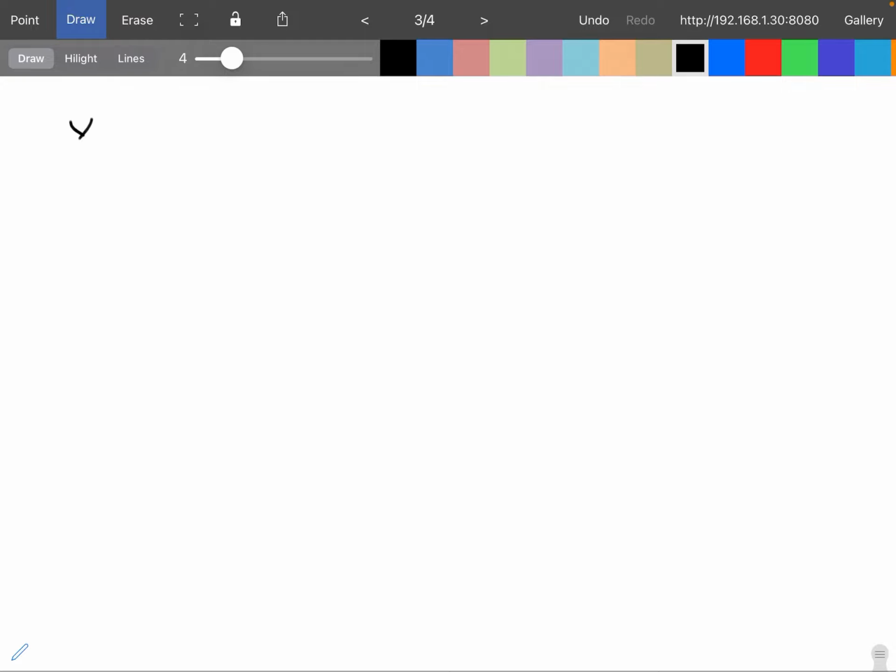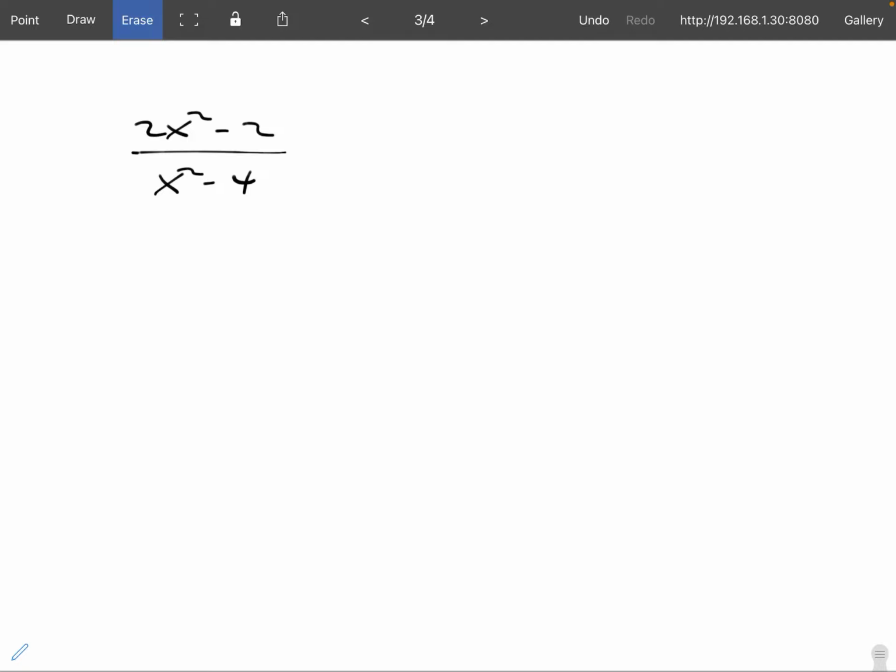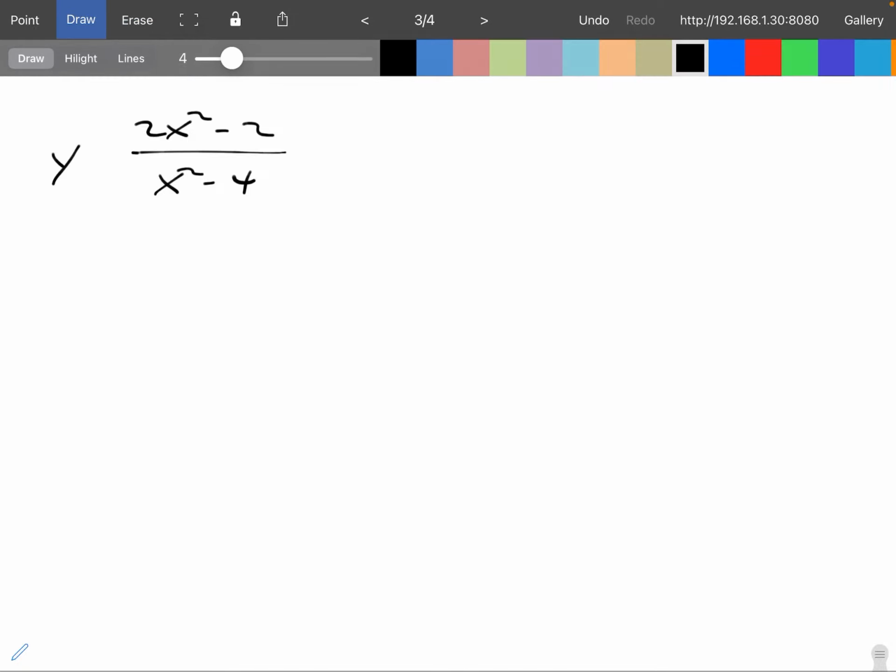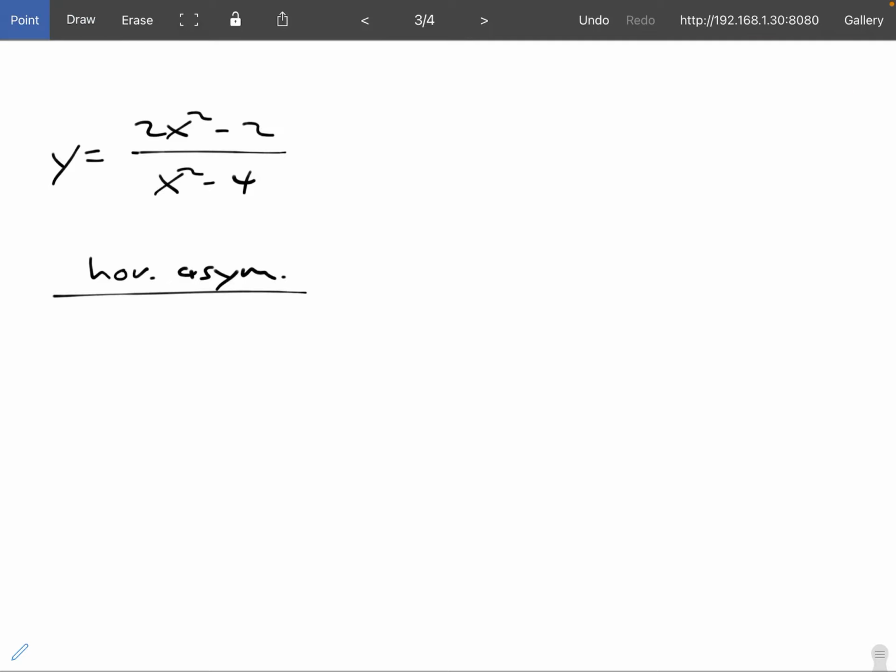So this one is y equals 2x squared minus 2 over x squared minus 4. Well, I don't know why I got that y floating up like that. There you go. Okay? So now, again, we're going to do the horizontal asymptote first. So horizontal asymptote.